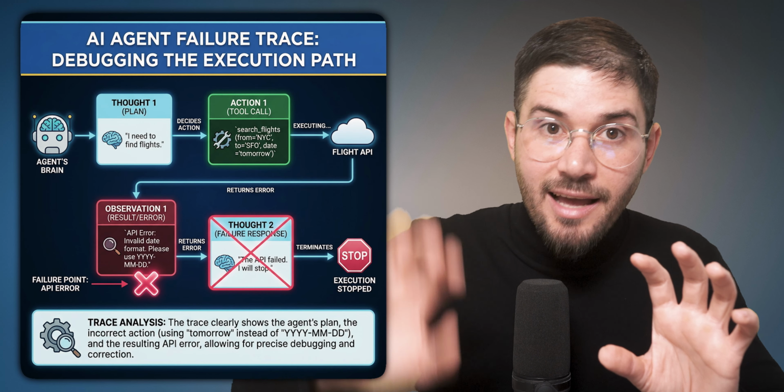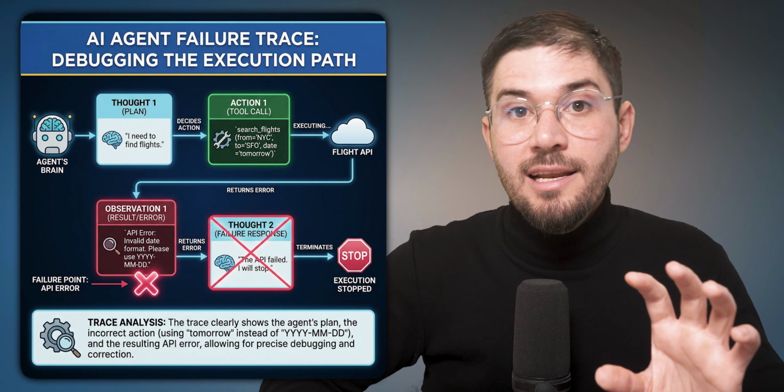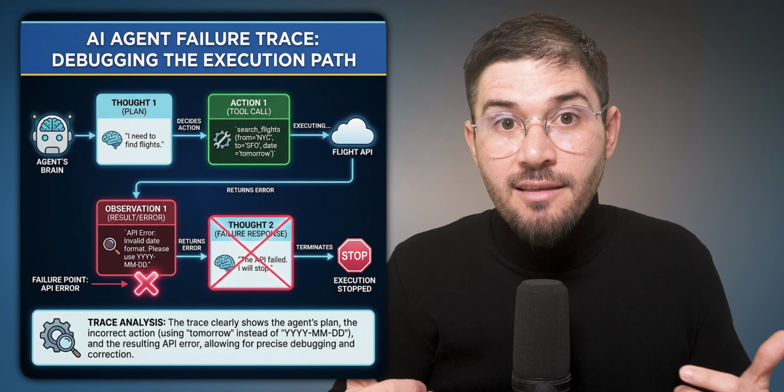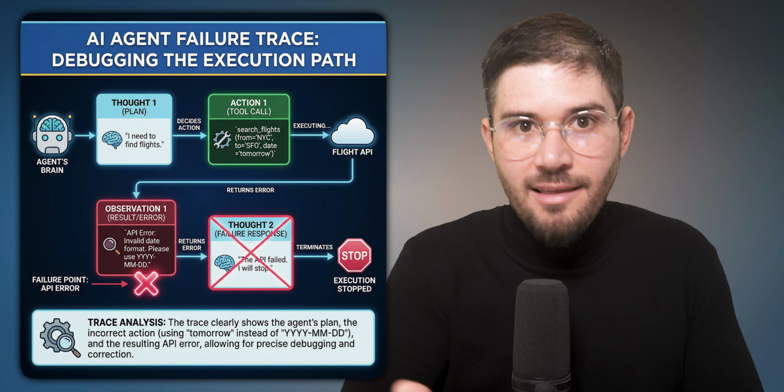And this kind of trace is what you really need to understand what was going on behind the scenes. Without it, you will just know that it fails. With the trace, you know exactly why. The agent failed to recover from the error. Observability is therefore non-negotiable for production agents.